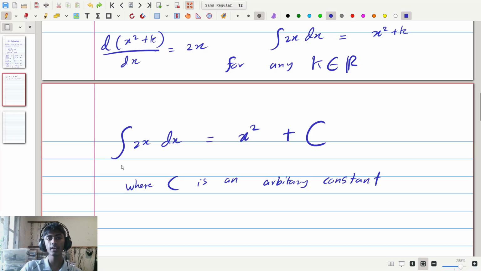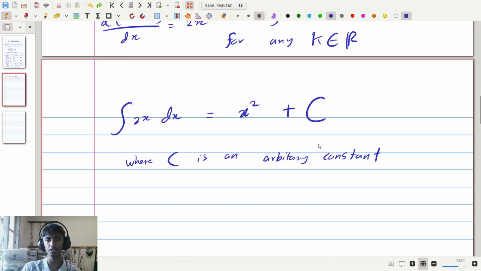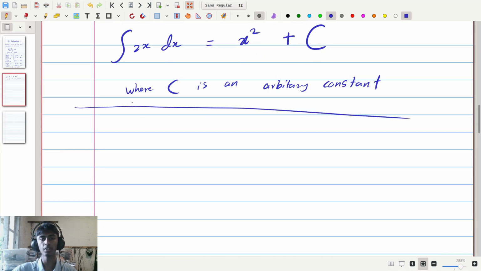So we just say the integral of 2x dx is going to be x squared plus c, where c is some kind of constant. We don't know what it is, we don't claim to know what it is, we just say that it's some kind of constant. In fact, if you want to find this constant, you need some more information. The information we need is the value of the function at a particular point.